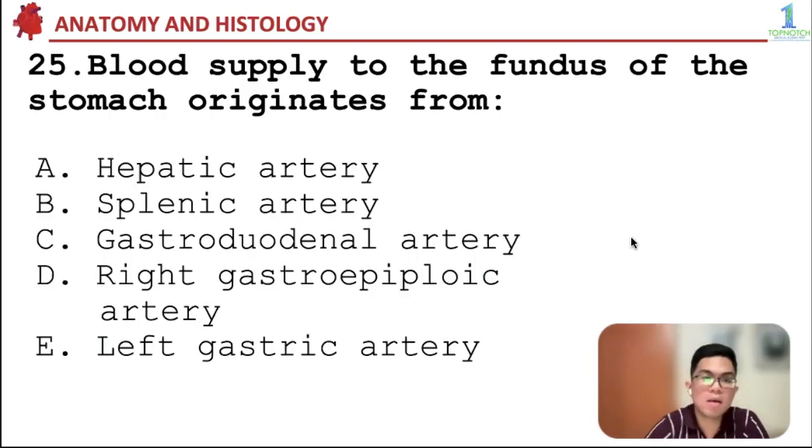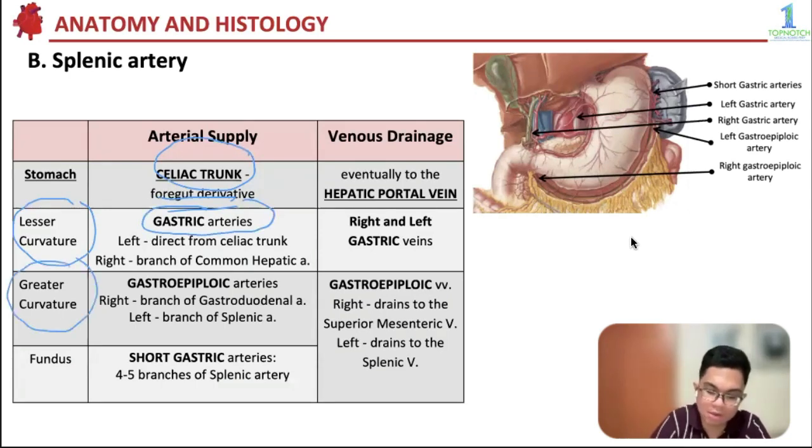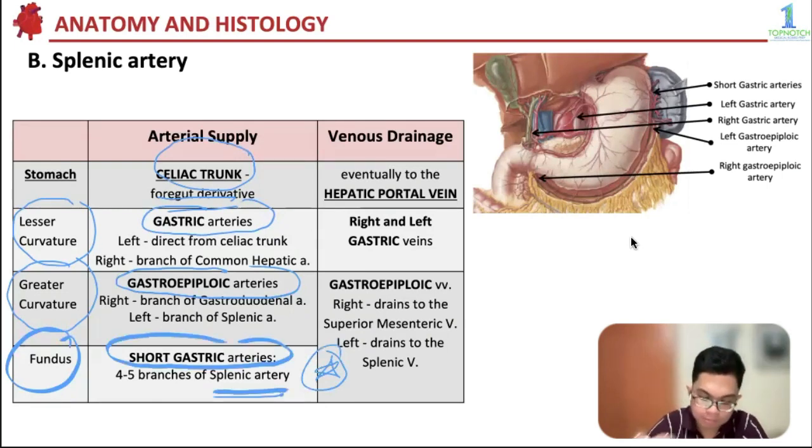Blood supply to the fundus of the stomach is from the splenic artery. Okay? So the stomach, all of its blood supply being a foregut derivative comes from the celiac trunk. So there are sub-branches lang of the celiac trunk to specific areas. So for the lesser curvature of the stomach, the blood vessels are called gastric arteries. For the greater curvature of the stomach, it's called your gastroepiploic arteries. And for the fundus, which is in the question, no, it's the short gastric arteries, which are sub-branches of the splenic artery. Okay? So for the left gastric artery, it's one of the 3 direct branches of the celiac trunk.